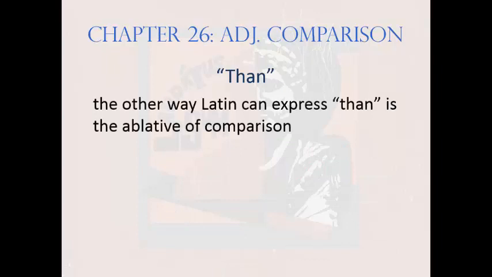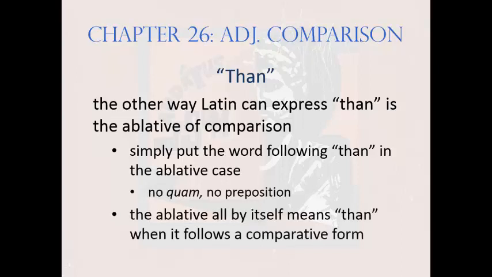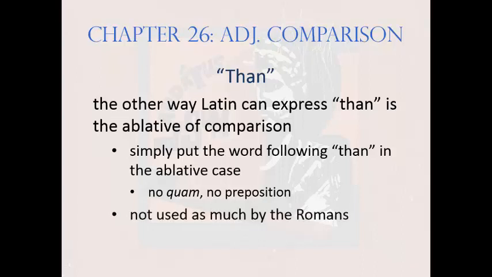Latin has another way of saying than, the ablative of comparison, in which the equivalent of the word following than in English is put in the ablative case. No quam, no preposition, just the word in the ablative. Of course, there has to be a comparative form to trip off the ablative of comparison, but again, it's very simple. So simple, it can be confusing. After all, the solo ablative has a number of other applications in Latin. Means, time, separation, even manner. For that reason, the Romans used the ablative of comparison less often than quam plus same case.